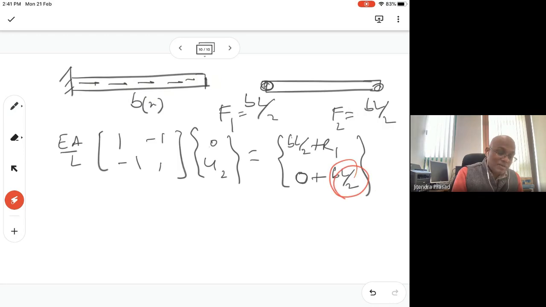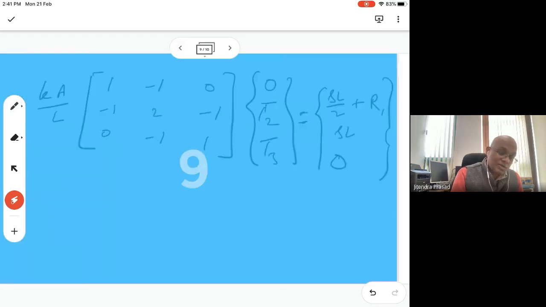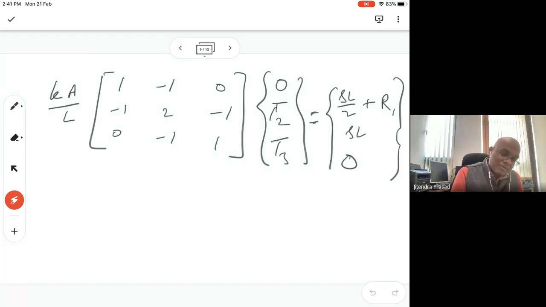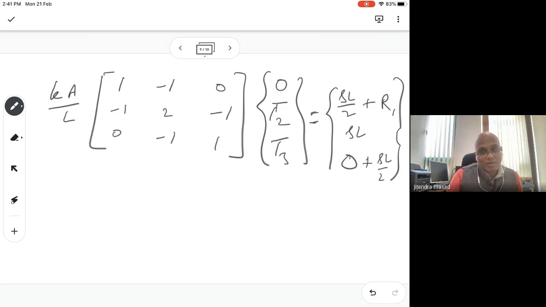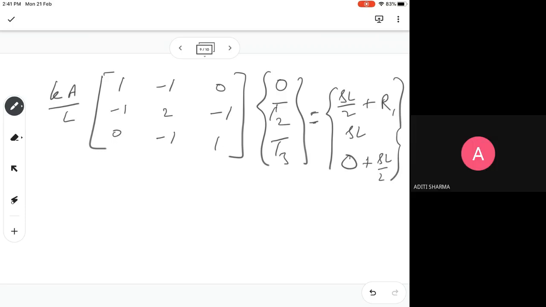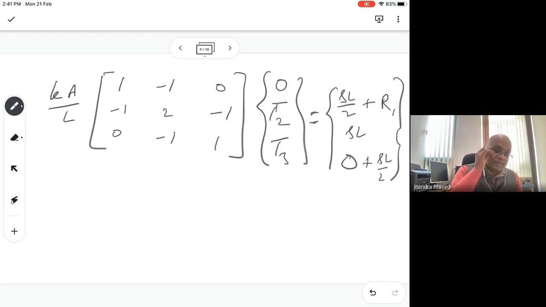So finally it will be like this one. Similarly here also you have 0 which is coming from the boundary condition, but we also have to write plus SL over 2 which is coming from the body force. You got it? Same condition. Okay, so now we have that.